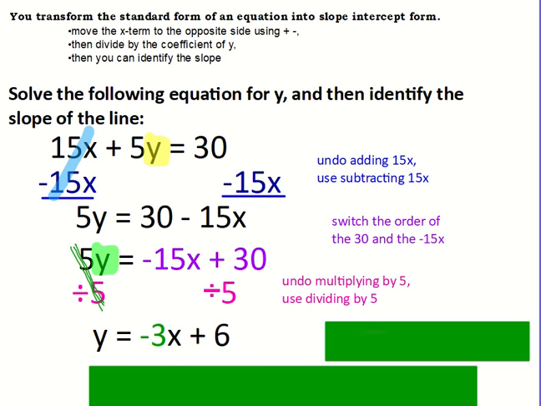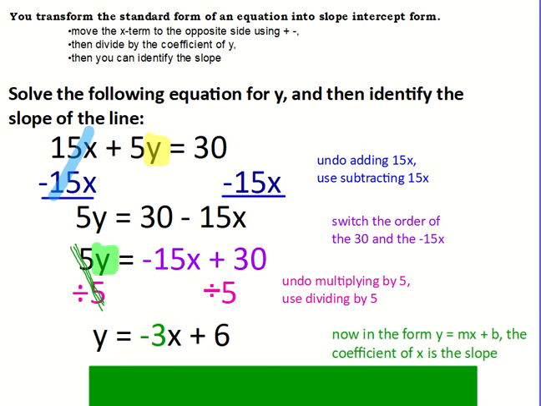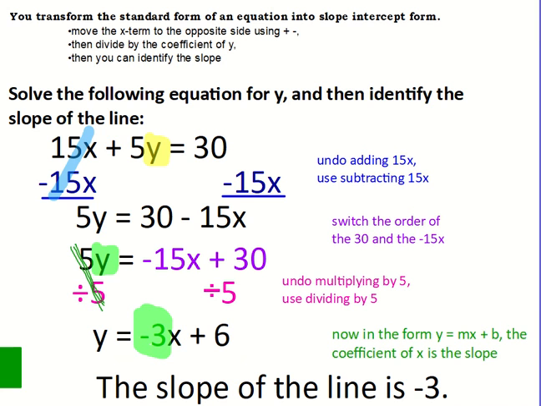From here, I can identify my slope because now my equation is in the form y equals mx plus b, which is your slope-intercept form. And the coefficient of x is the slope. The coefficient of x is that negative 3, which is highlighted in the equation in green. So I could say the following. The slope of the line is negative 3. And that concludes the example.